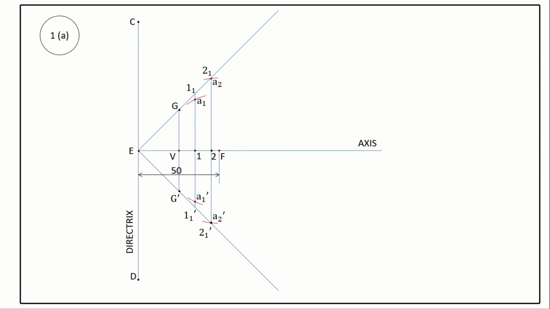Now go for another point, point number 3. Distance between 2 and 3, again it is equal to 10 mm here. Through the point 3, draw a vertical line. It cuts the inclined line at 3 1 and 3 1 dash. Take a compass, measure 3 3 1 and keeping F as center, cut the same line, mark the point as A3, and on the bottom side cut an arc using the same radius and F as center, mark the point as A3 dash.